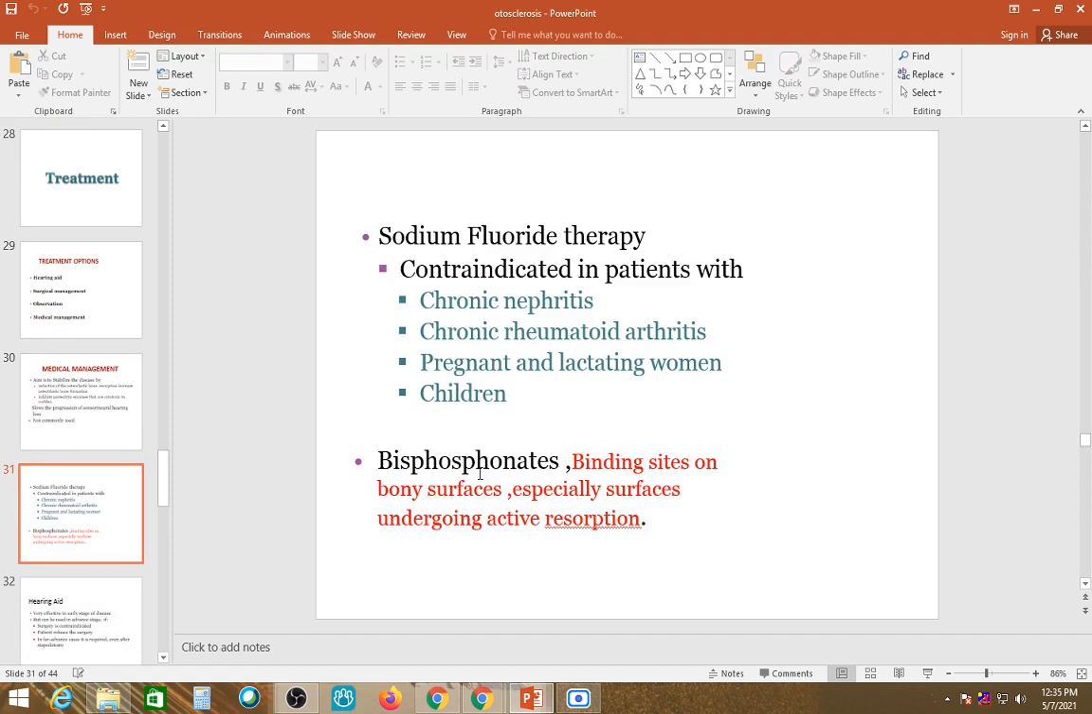Then the sodium fluoride therapy. Sodium fluoride therapy can be administered but is contraindicated in patients with chronic nephritis and chronic rheumatoid arthritis, pregnant and lactating women, and children. But bisphosphonates bind to the bony surface, especially surfaces undergoing active reabsorption. And this is going to help with reabsorption of the bone. It's helping in osteoclast. Okay.